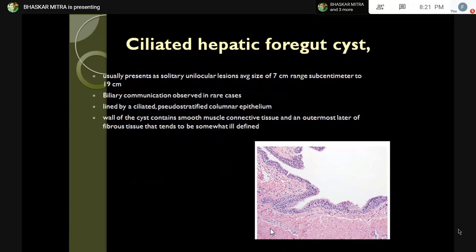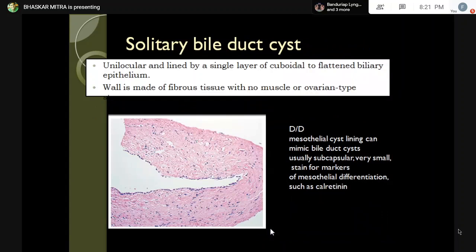Again, a solitary duct cyst, unilocular, lined by a single layer of cuboidal to flattened biliary epithelium, and surrounded by fibrous tissue. No muscle is there. So we might be dealing with a solitary bile duct cyst.